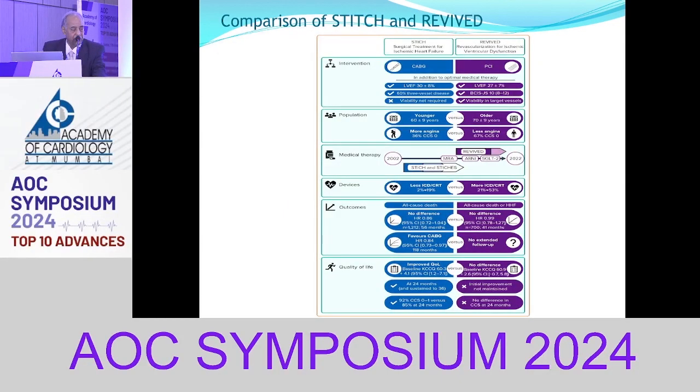And this is the comparison of these two trials, the STITCH trial and REVIVE trial. These two trials have some similarity. The similarity is that both these trials challenge the concept of viability: that even if you are having viability, there may not be improvement. The STITCH trial, as I mentioned, is a surgical trial. REVIVE trial is a PCI trial. The population in these have been a little different: a younger group in the STITCH trial, and a more older group in the REVIVE trial. And both these trials have shown the same outcome.